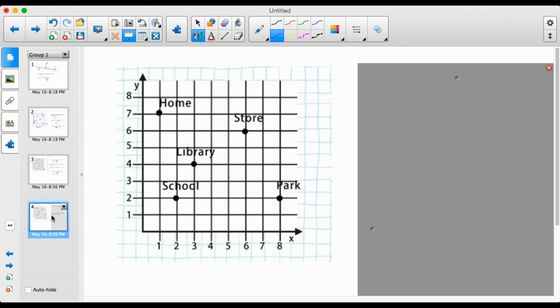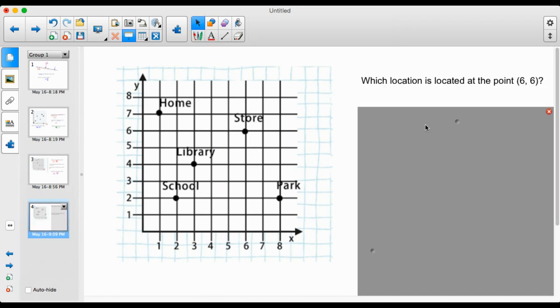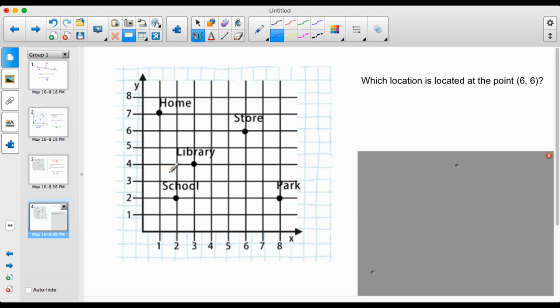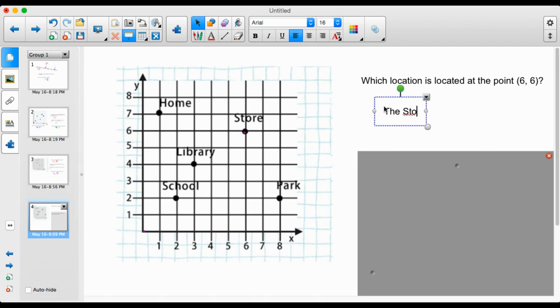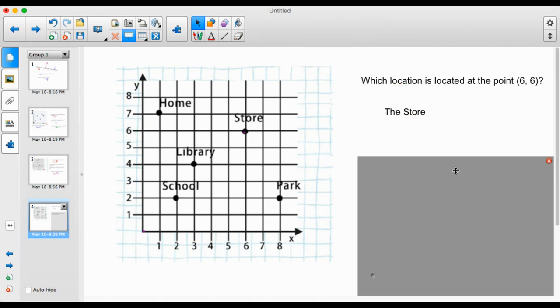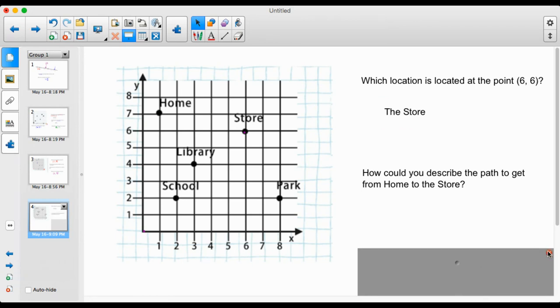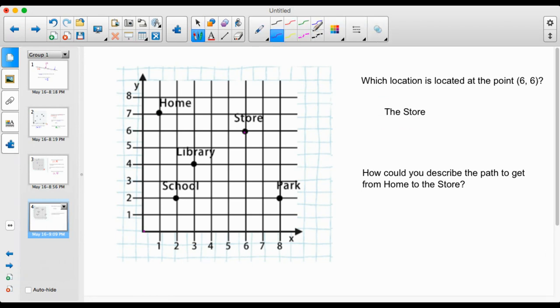Here's a different one. This time, instead of point names, we have location names like home, store, library, school, and park. So let's look at our questions. The first one says, which location is located at the point 6, 6? So for this one, it's pretty cool because the coordinates are the same as each other. So again, I'm going to start at my origin, and I'm going to go over 6 and then up 6. Where did we land? The store, right? So we'd say the store. Boom, done.